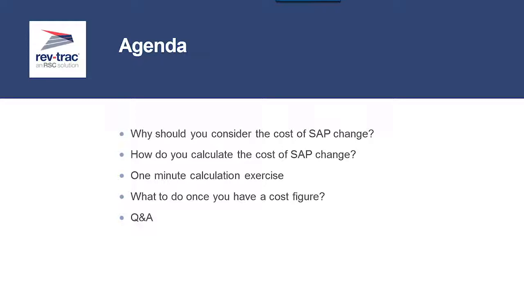Then we'll talk a little bit about what to do once you have a cost figure. Basically, one of two choices you have: decide that costs are acceptable and stick with the status quo, or decide that costs are too large and start to look at ways to reduce those costs. At the end, we'll review the chat session and answer any questions that come in.